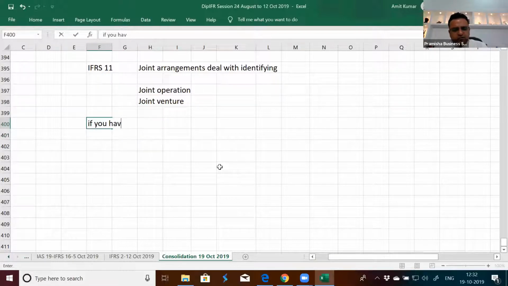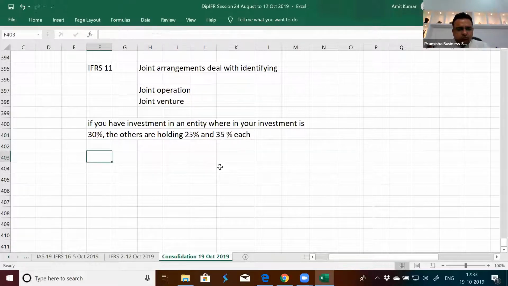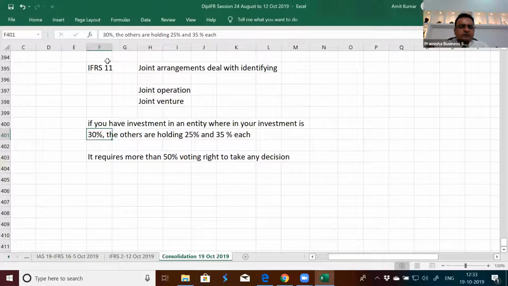If you have an investment in an entity wherein your investment is 30%, the others are holding 25% and 35% each. It requires more than 50% voting right to take any decision. Is there any joint arrangement between these three investors?